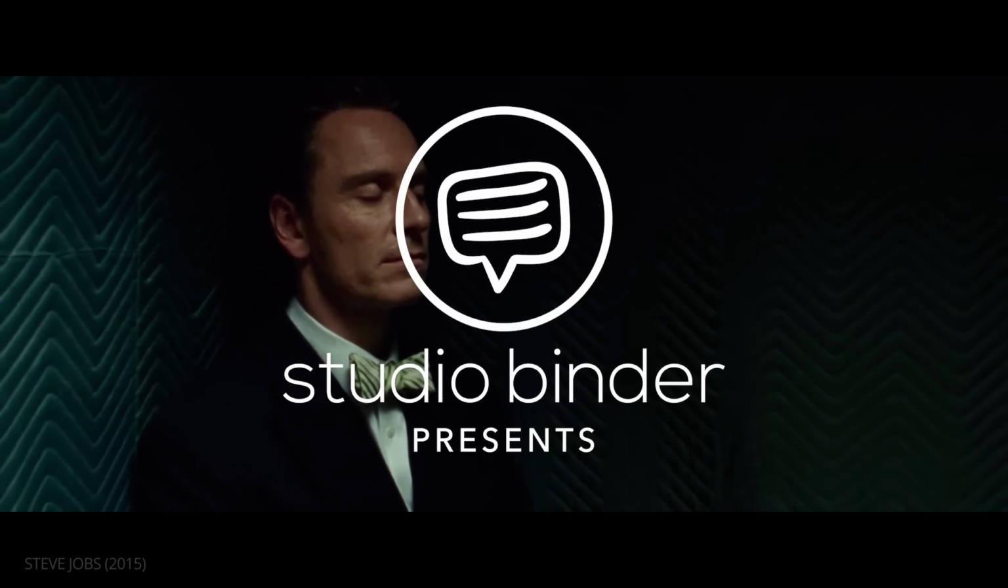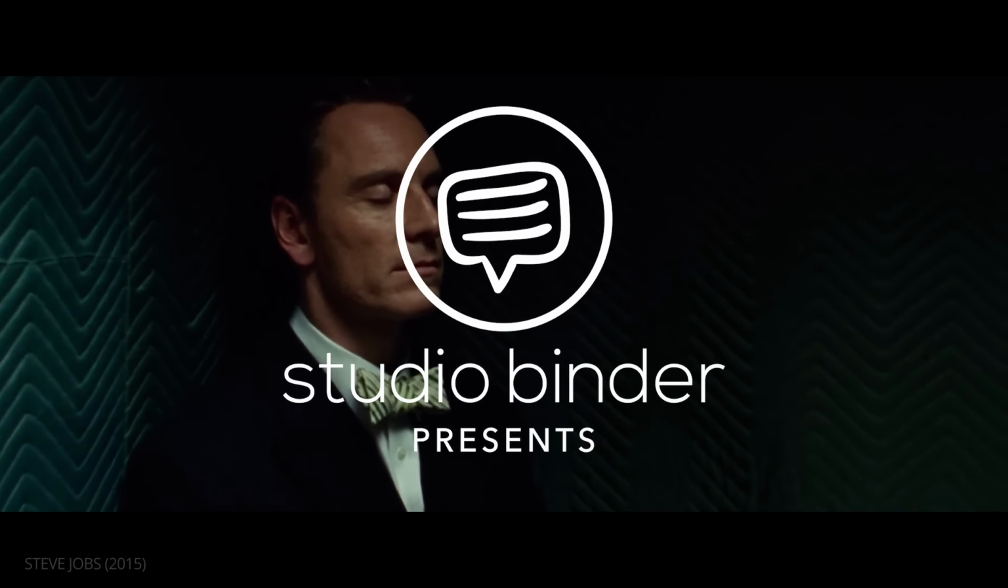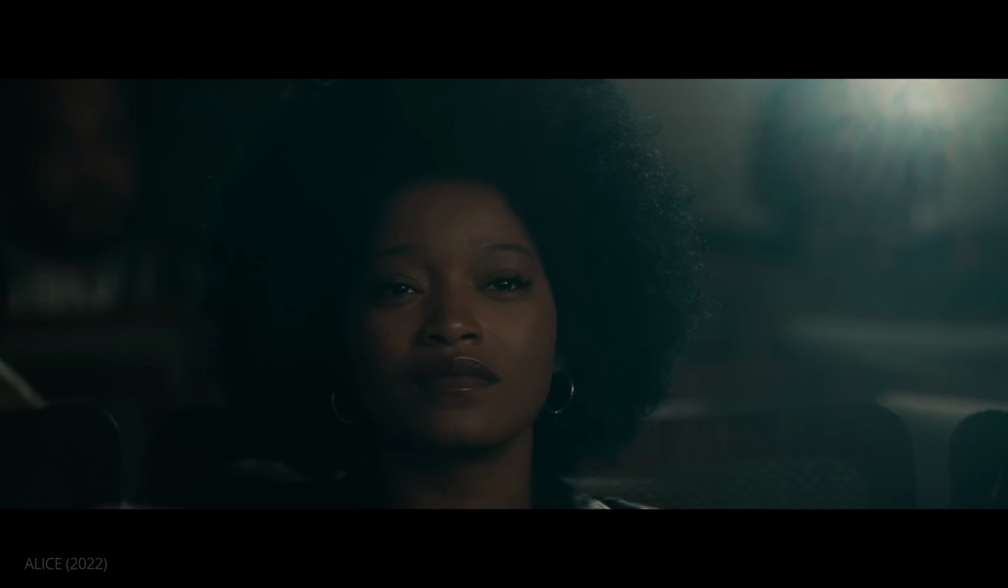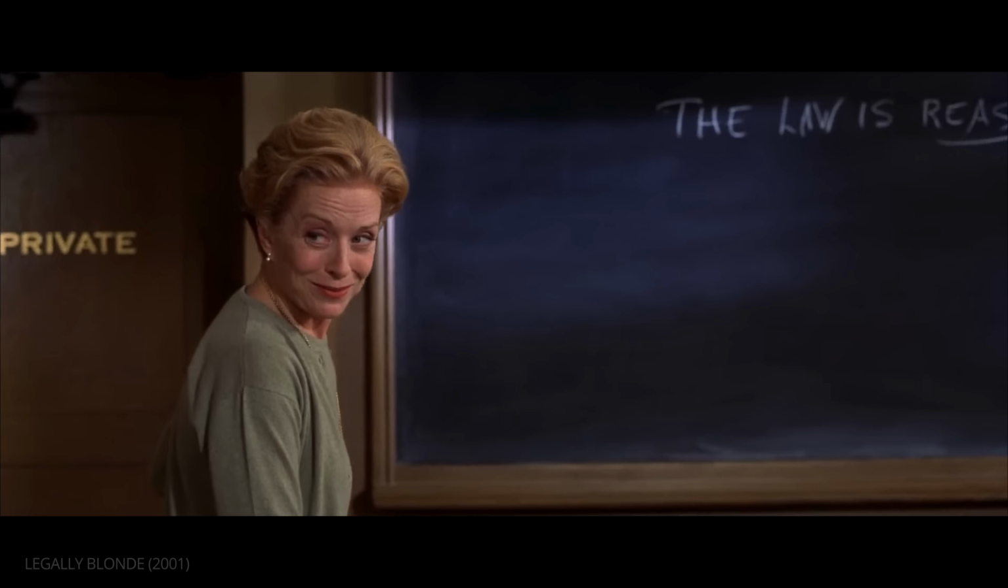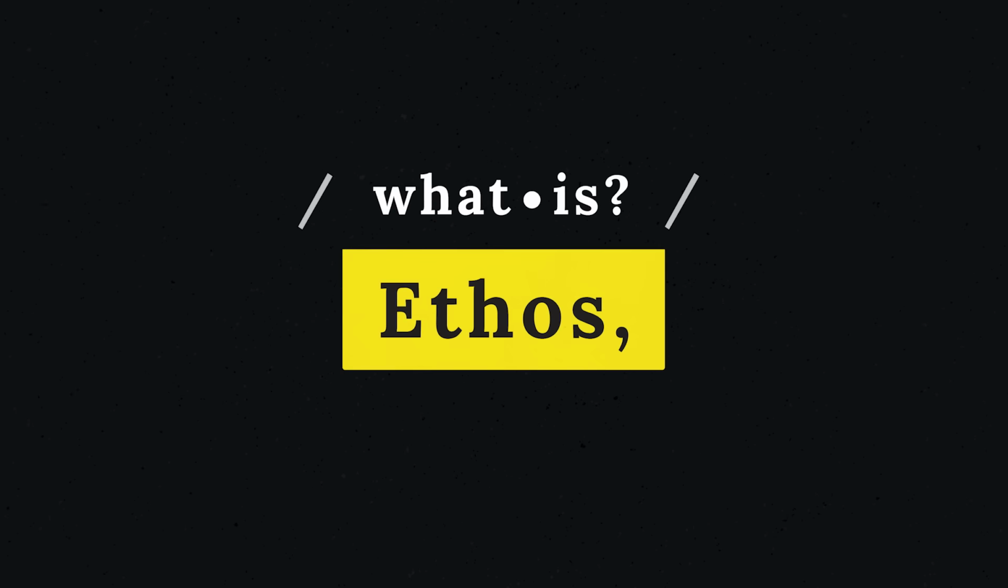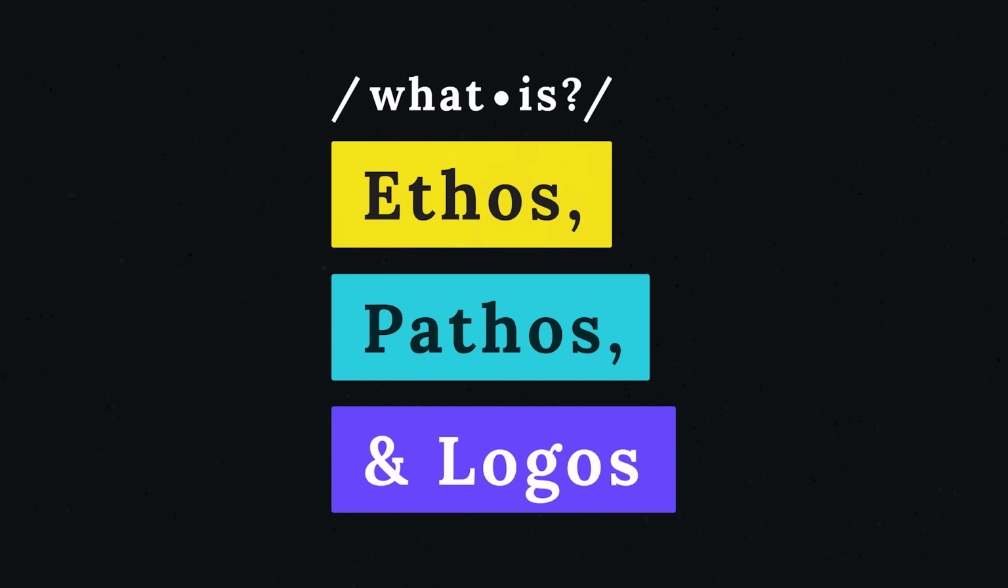How do you persuade an audience? How do you convince them to feel a certain way or think a certain thought? For millennia, the answer has lain in three elements. And you were right. It was Aristotle. This is What Is Ethos, Pathos, and Logos.